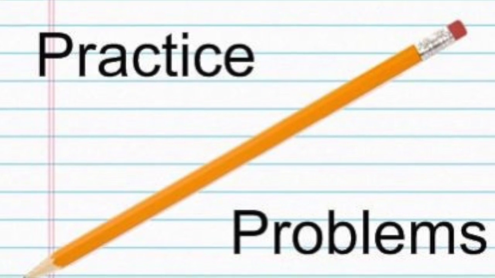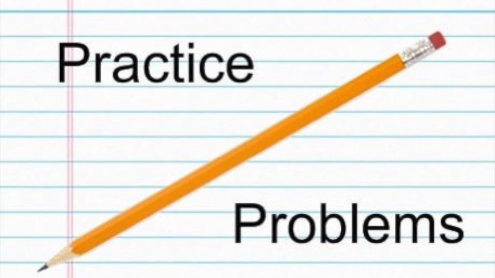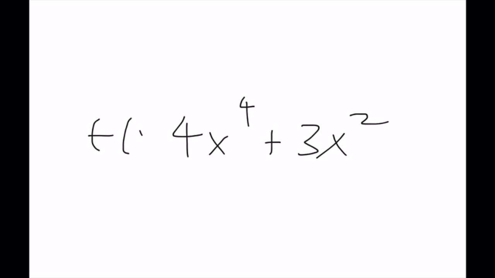Now let's do a few practice problems regarding the power rule. Let's have an example, 4x to the power of 4 plus 3x squared. And this is the f of x function. Now, if we want to figure out the derivative, which is nothing but the f prime of x, then we have to use the power rule here.